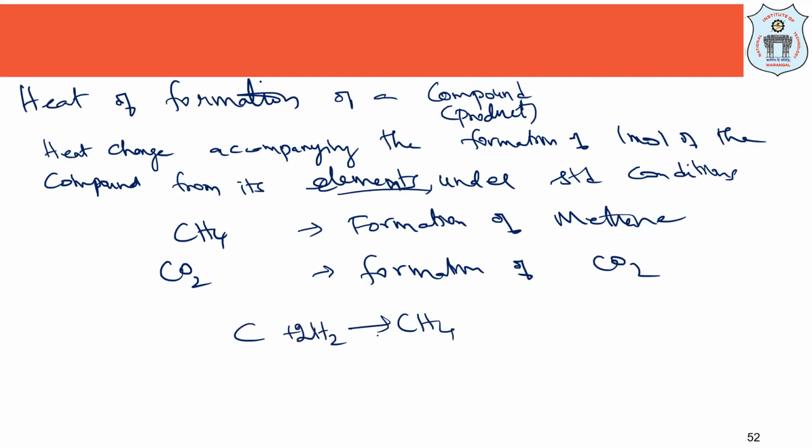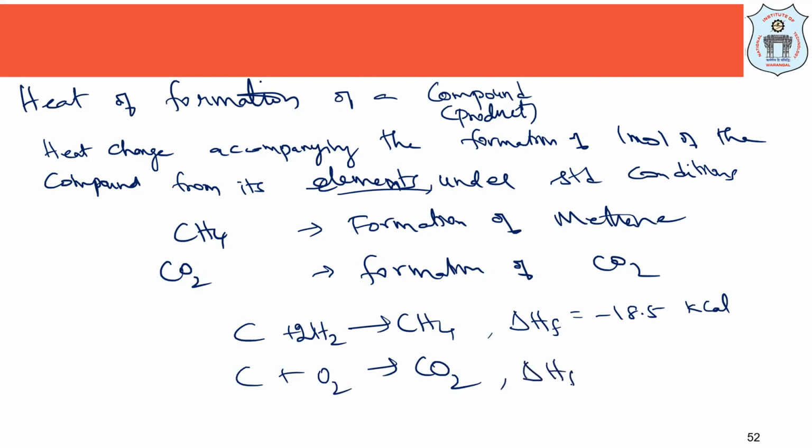C plus 2H2 gives CH4. So we are going to have delta H of formation equal to say minus 18.5 kilocalories. You can write in kilojoules also. Similarly, CO2 has to be formed from its elements, C plus O2 forming CO2. So delta H of formation is equal to minus 96.96 kilocalories.